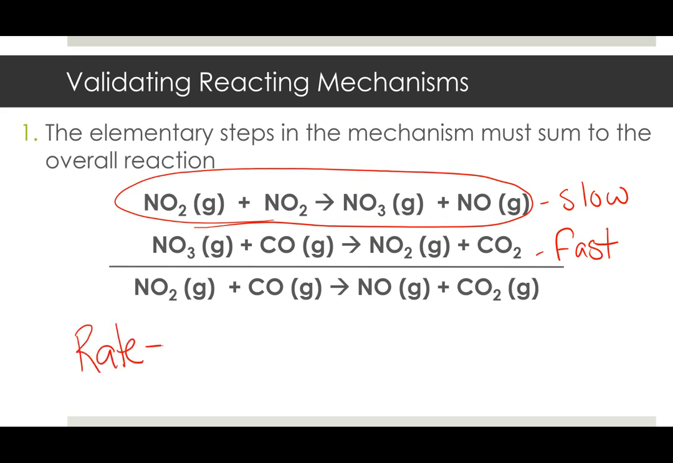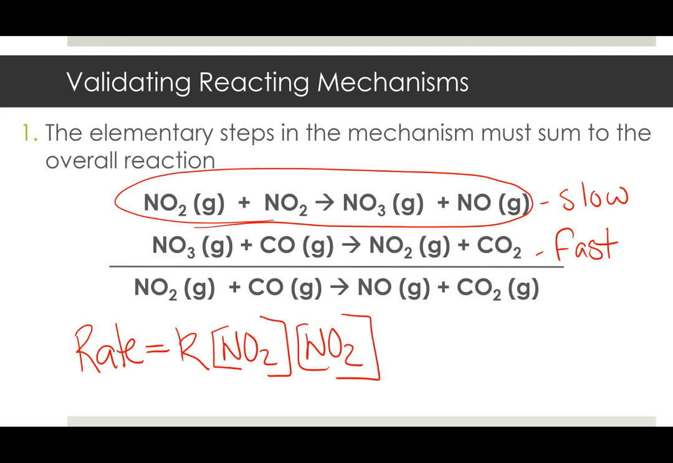Rate equals k, and if the first step is the slow step, then the rate is just whatever the reactants are. So NO2, NO2. Okay. So if the slow step is the first step, we simply write down the rate law based on the reactants. Now, remember, I can clean this up a little bit. Since NO2 and NO2 are the same, I can say, oh, I bet this is a second order reaction, and it is.